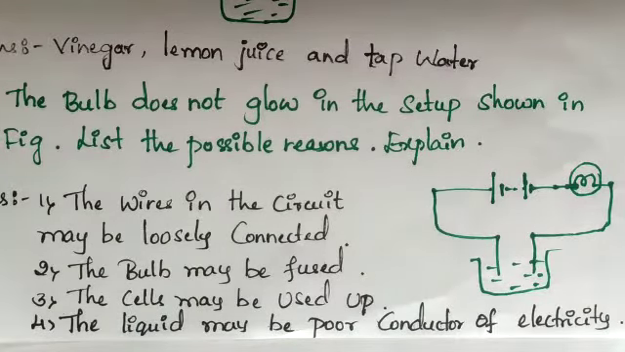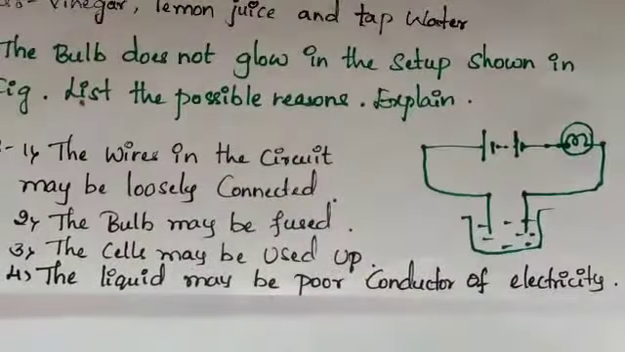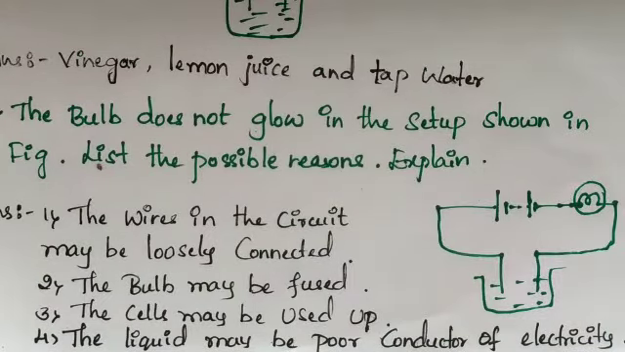One is the wires are not connected, or wires are connected loosely. The second thing is the bulb may be fused. The third thing is the cells may be used up, and the fourth one is the liquid may be a poor conductor of electricity.